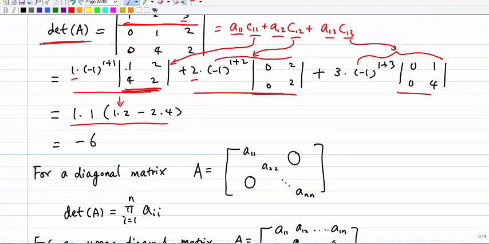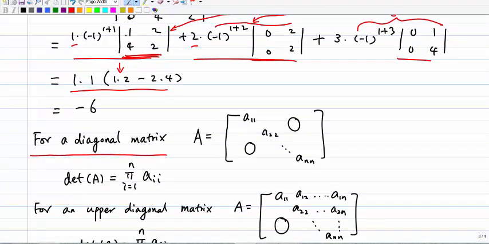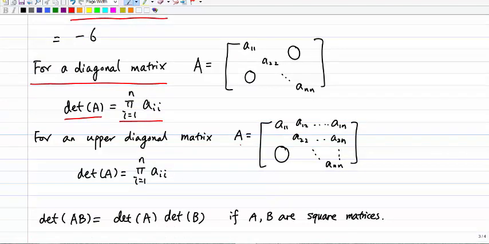Okay. So some properties we can say: if I give you a diagonal matrix, which means only the diagonal entries are non-zero, and all other entries are 0, then the determinant of A is just the product of all the diagonal entries. This also applies to an upper triangular matrix or a lower triangular matrix. For an upper triangular matrix, anywhere below the diagonal entries they are all 0. Above it can be non-zero. The determinant is again given by the product of the diagonal entries. The same property also applies to lower triangular matrices.